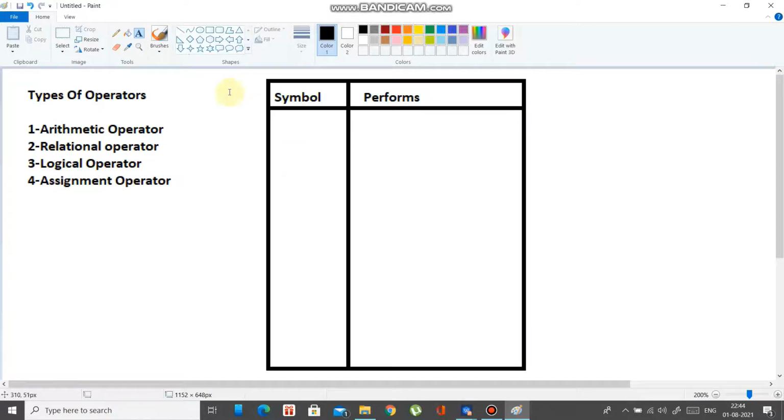So, the assignment operator is mainly the equal to sign. Any arithmetic operator which is used before the assignment operator will become an assignment operator. Means any operator used before the assignment operator, this is an arithmetic operator.